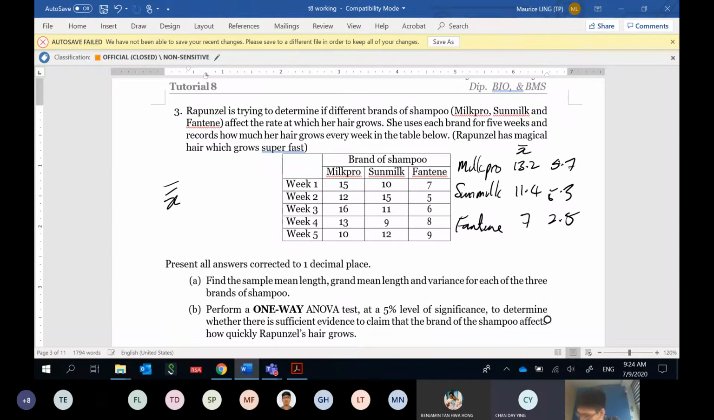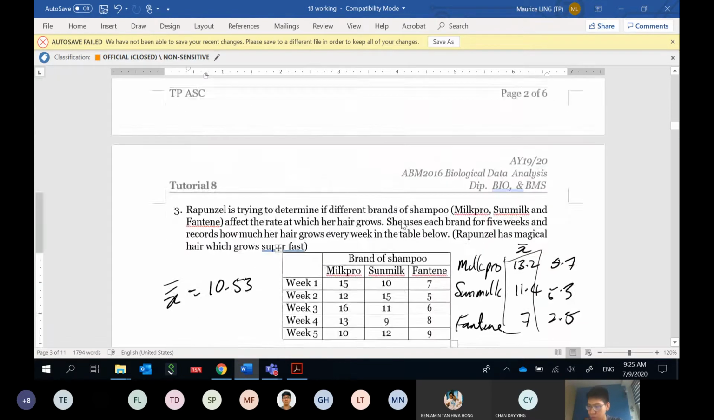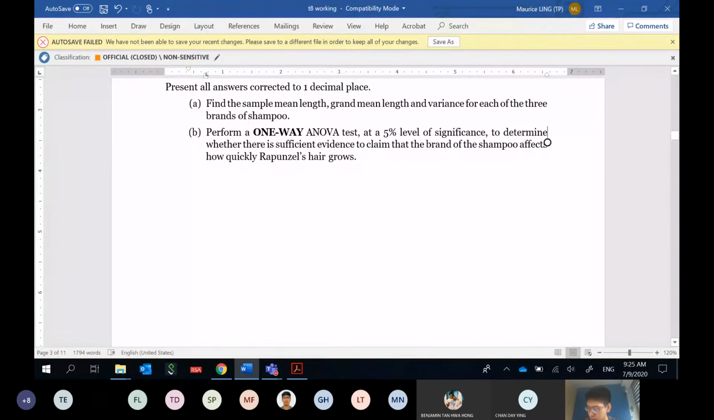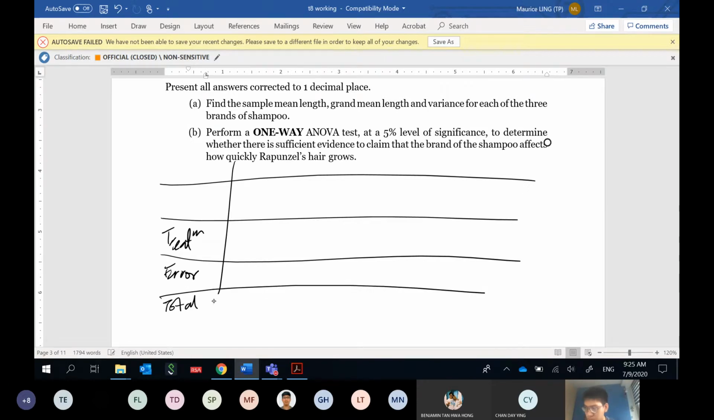My grand mean is 10.53, correct. Now, in this case, because the number of samples are the same, you can take the average of these 3 numbers and it will still work. But try not to do that. We will not bother so much about the hypothesis, because in fact, all the hypotheses are the same. So let's try this: treatment, error, total, degrees of freedom, sum of squares, mean sum of squares, and then your F statistic.